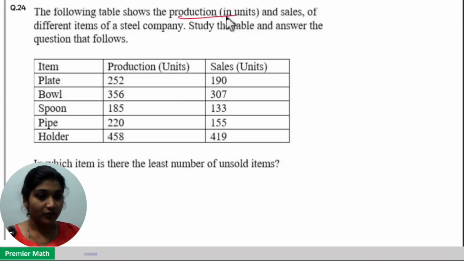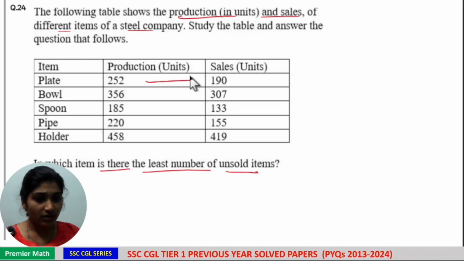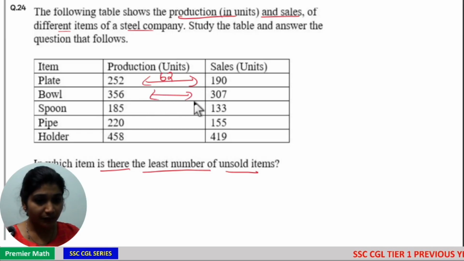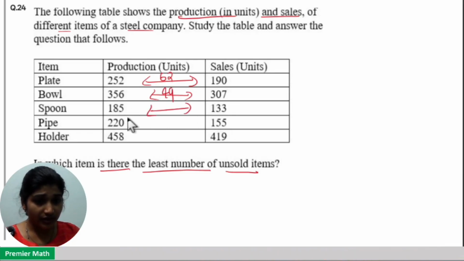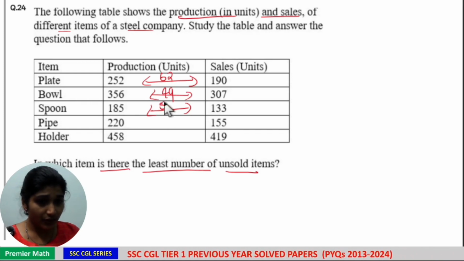The following table shows production and sales of different items of a steel company. In which item is there the least number of unsold items? So production minus sales is the unsold items. Here 252 minus 190 means 62 unsold items. Here 56 minus 7 is equal to 49 unsold items, and here 185 minus 133 means 52.